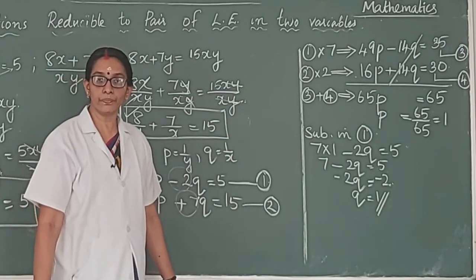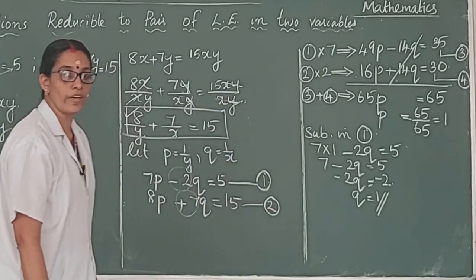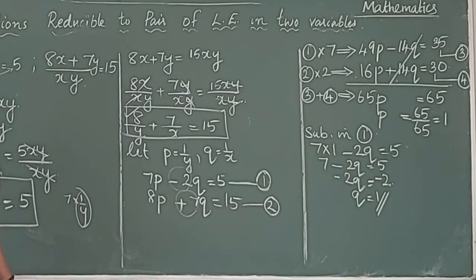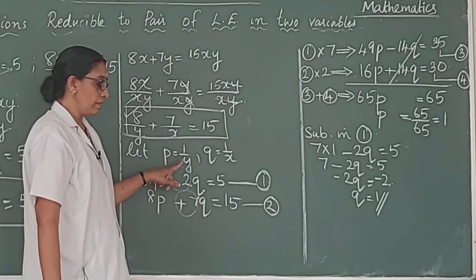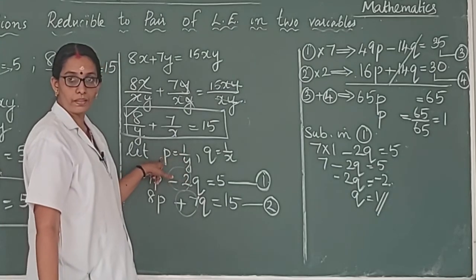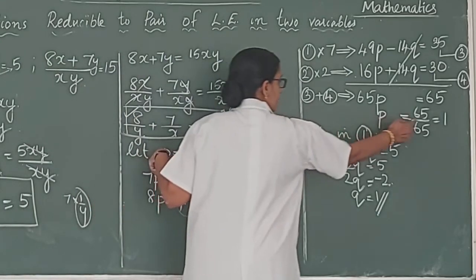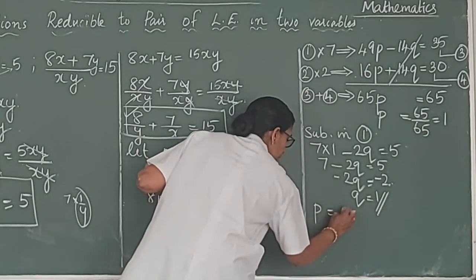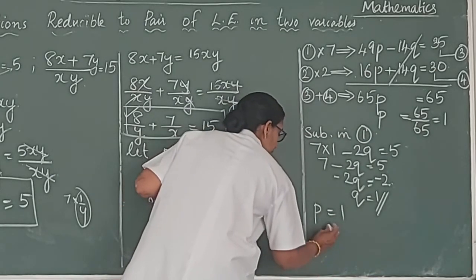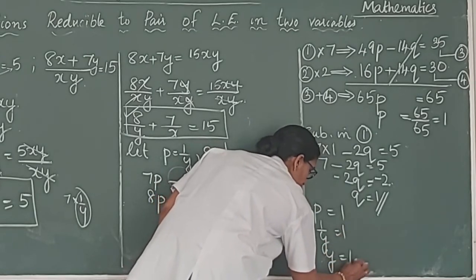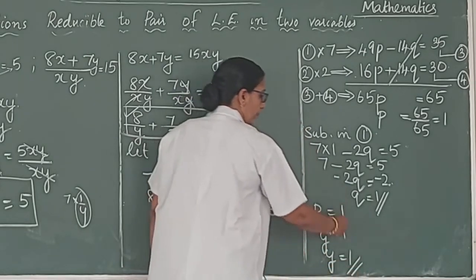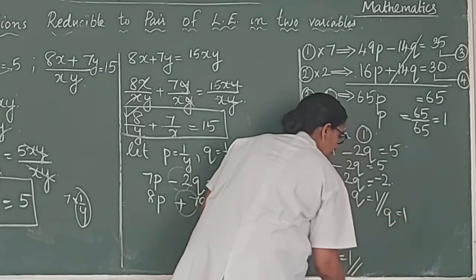Is it over? No, we have to find the value of X and Y. So, we have to consider the substitution. What substitution have we taken? 1 by Y is equal to P, isn't it? So, we got P is equal to 1. So, 1 by Y is equal to 1. So, Y equal to 1. Same way, Q equal to 1.